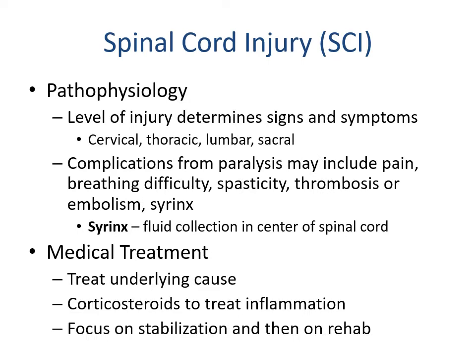So the pathophysiology: the level of injury determines the signs and symptoms. It depends on which nerves are severed. So you have the cervical spine, thoracic spine, lumbar, and sacral. Complications from paralysis may include pain, breathing difficulty, spasticity, thrombosis, embolism, or syrinx, which is a fluid collection in the center of the spinal cord, which puts pressure on the spinal cord. This is not good. The medical treatment is to treat the underlying cause. This is why you see things like halo or spinal fusion. You would treat the actual damage to the structure, corticosteroids to treat the inflammation, stabilization of the patient, and then rehab.